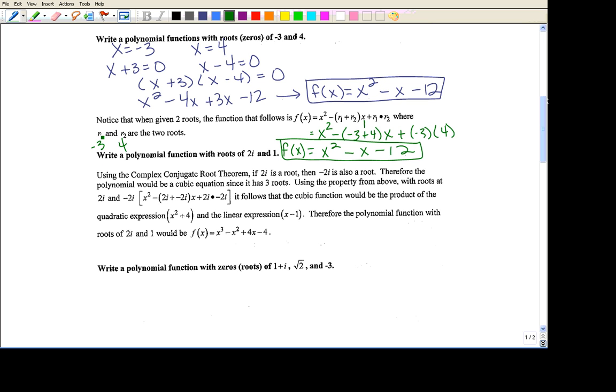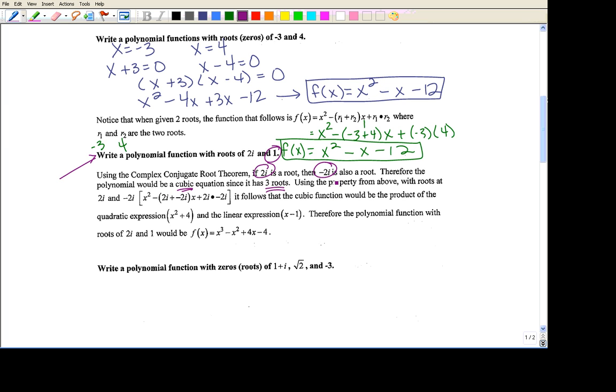Okay, so now let's look at another example. It's a little bit crowded right here, but this is another problem. Write a polynomial function with roots of 2i and 1. So remember that the complex conjugate root theorem tells us that if we have 2i as a root, then -2i is also a root. So therefore, this polynomial would be a cubic equation since it has 3 roots. So we have 1, and we have plus and minus, or positive and negative 2i. So there are 3 roots there, meaning that our degree for the polynomial will be 3. Okay, so we're looking for a cubic equation.